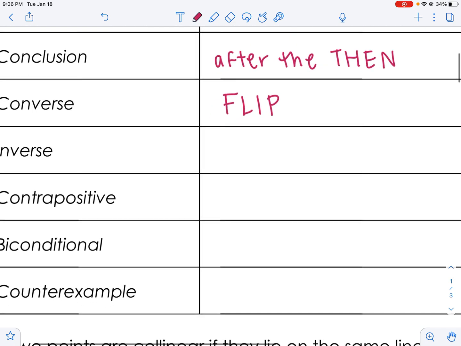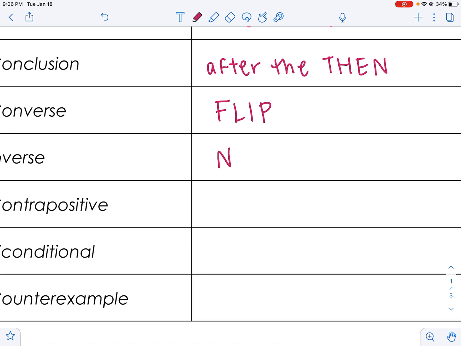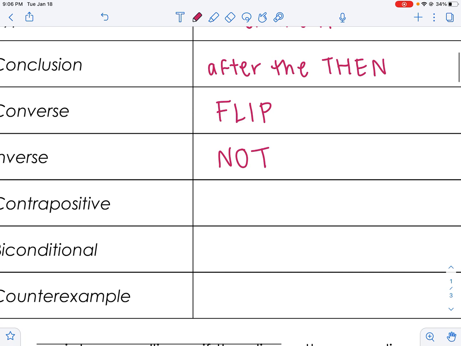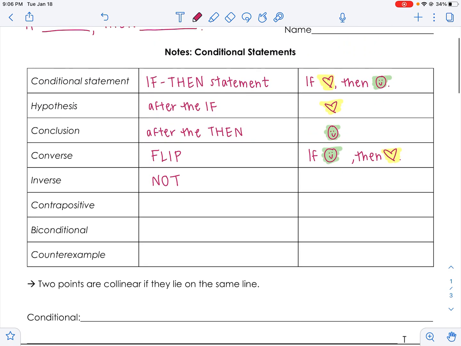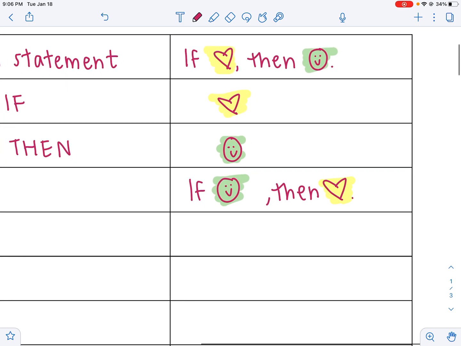Now, inverse means that we not or negate the statement. Sometimes you'll look up the word, it will say opposite, negate. All of those things mean that we not the statement. So, instead of if love, if happy heart, I'm going to say if not a heart like that. It would be if what's the opposite of a full heart? A broken heart.